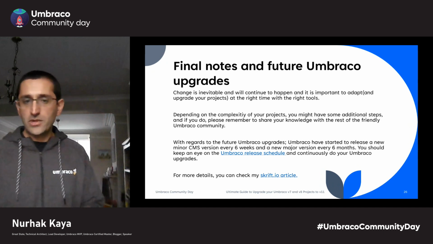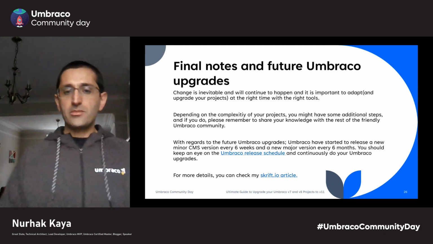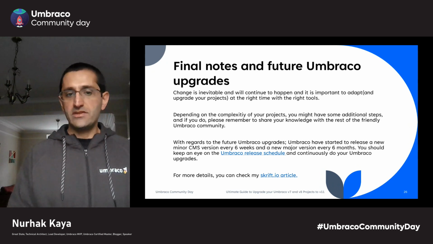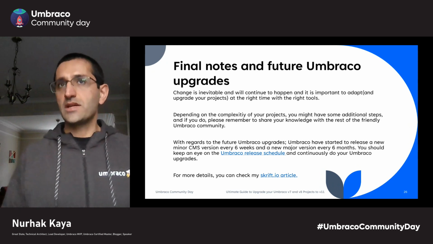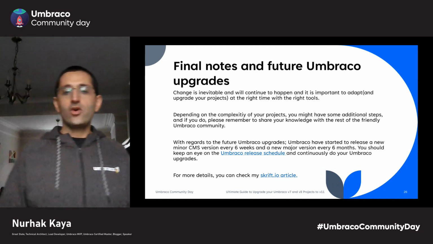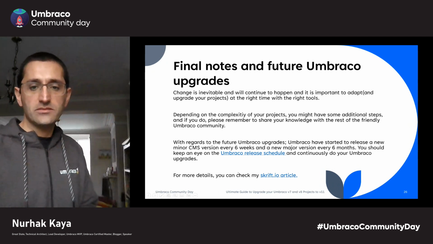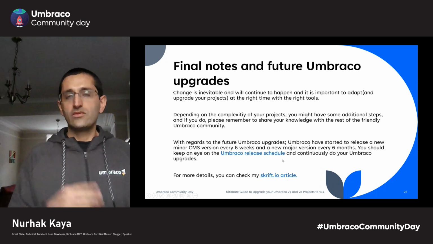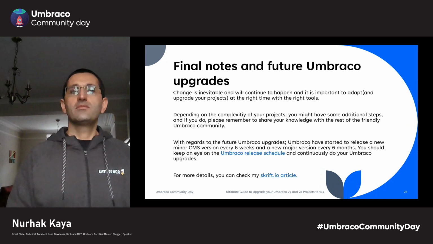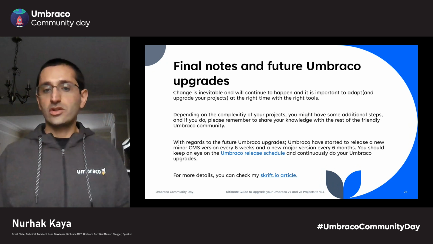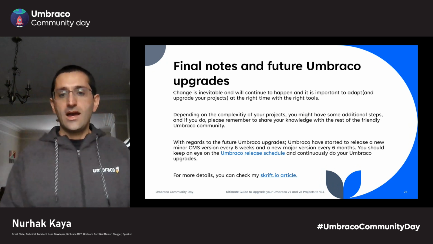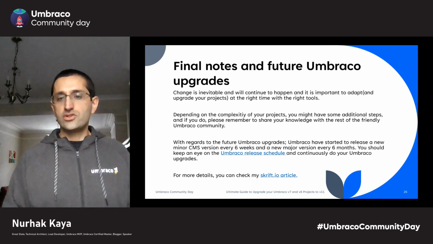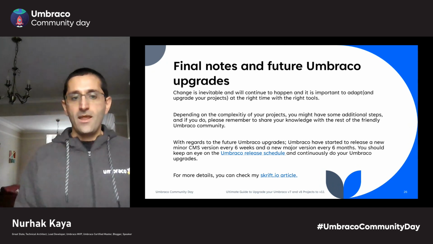With regards to the future Umbraco upgrades, Umbraco have started to release a new minor CMS version every 6 weeks and a new major version every 6 months. So you should keep an eye on this Umbraco release schedule, which is publicly available, so that you will know exactly when your next minor or major version is going to be available for you, and then do your plans to continuously do your Umbraco upgrades.